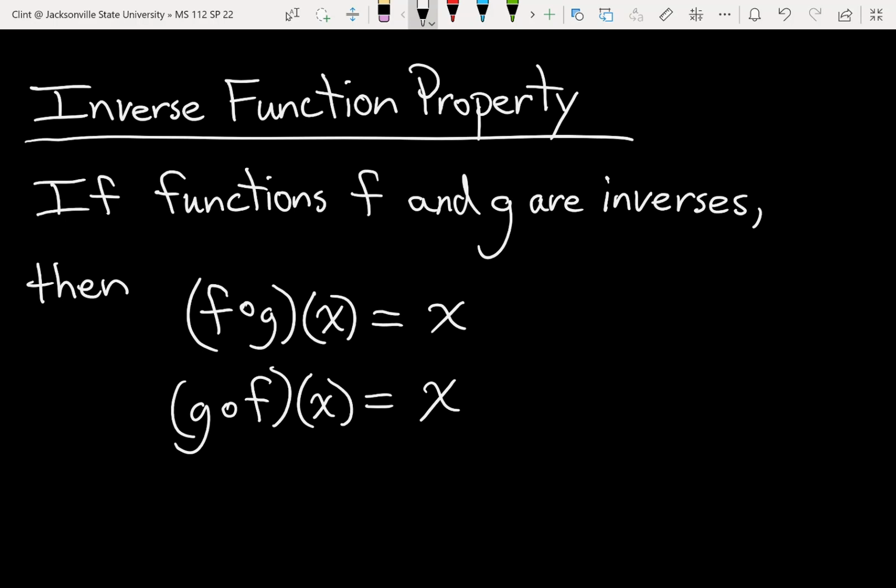The important thing though, you have to get x both directions, in both orders. Just having one order is not enough, because sometimes we could have one where we get x and the other one we don't. So that would not be an inverse.